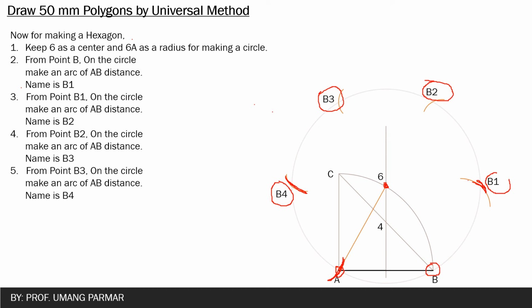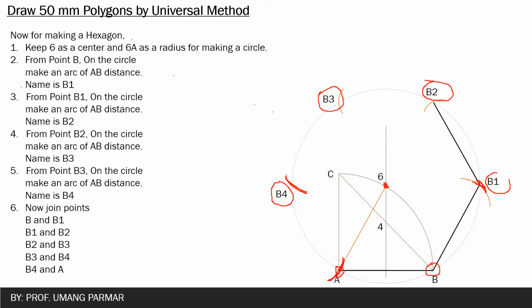So now we can have B to B1 as a dark line, B1 to B2 as a dark line, B2 to B3 as a dark line, B3 to B4 as a dark line, and at last if you join B4 and A, your hexagon is ready. So this is your hexagon having 6 equal sides, and the dimension of each side is AB.